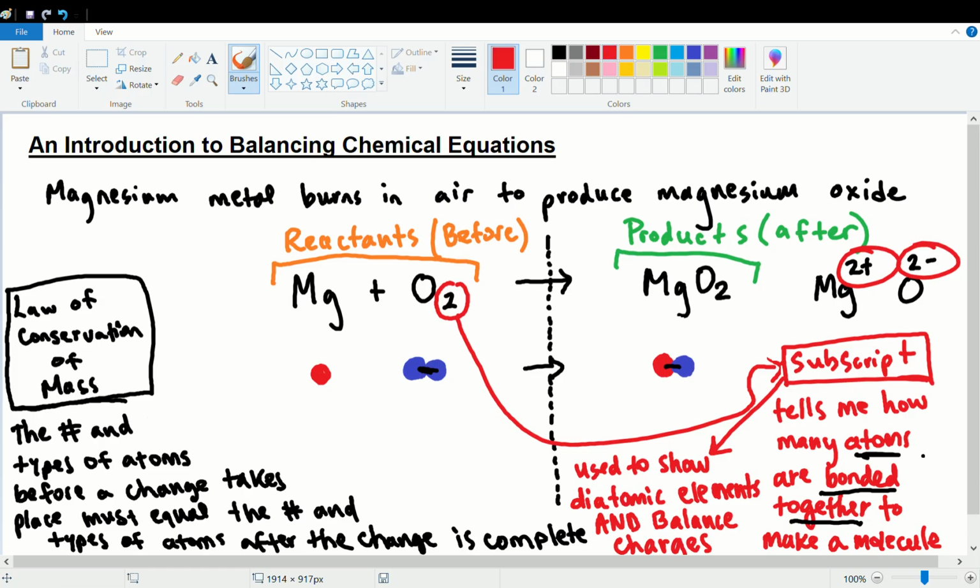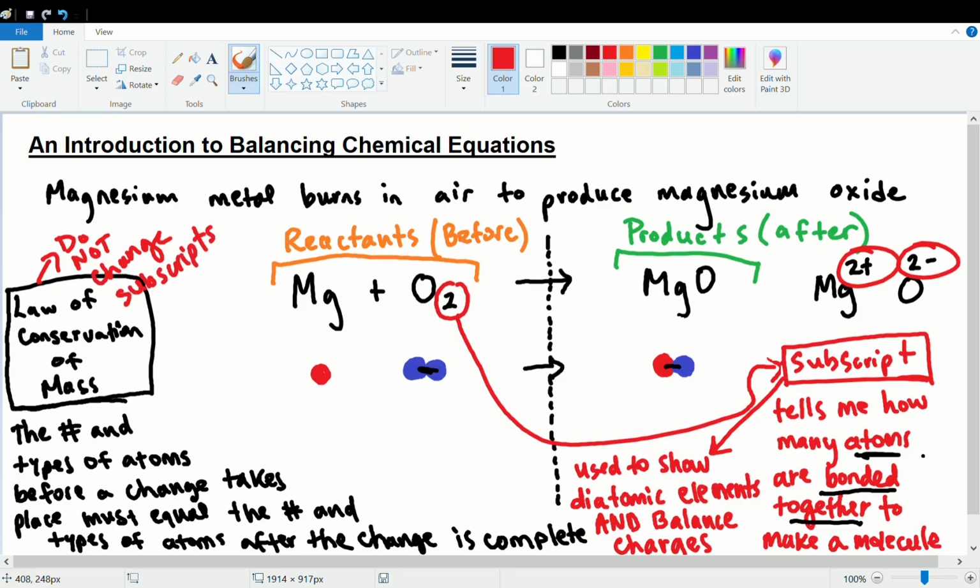Because if I did that, then what would happen is another oxygen would be added on the other side because the subscript tells me that these are bonded together. And then I would see that the magnesium is positive 2 and each of the oxygens is negative 2. And when I add up all of these positives and negatives, I do not get 0. And that cannot happen. And so I cannot change the subscripts. So I have to leave it this way. So for the law of conservation of mass, do not change subscripts.